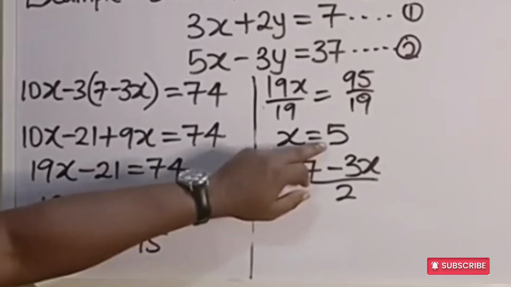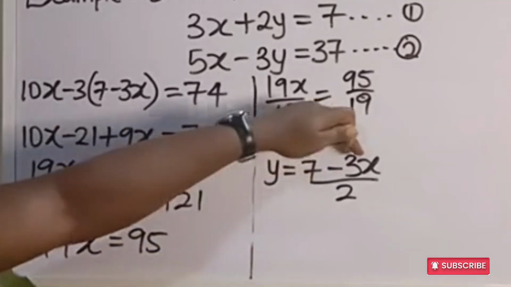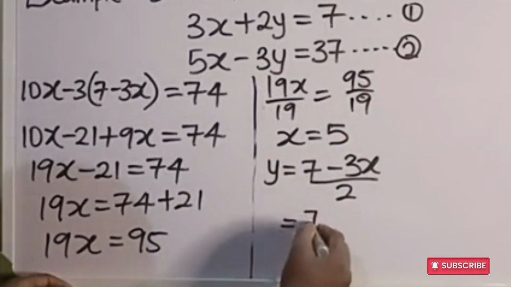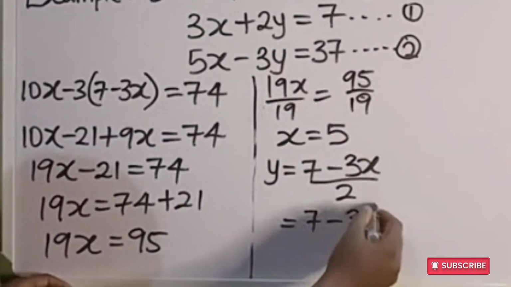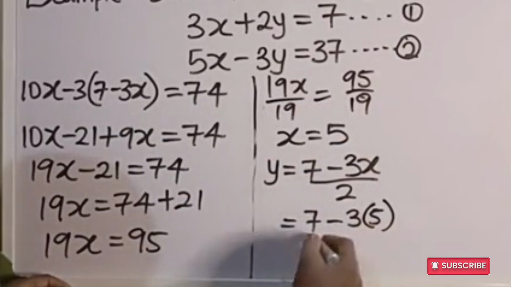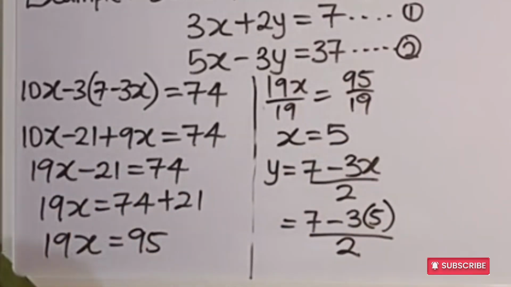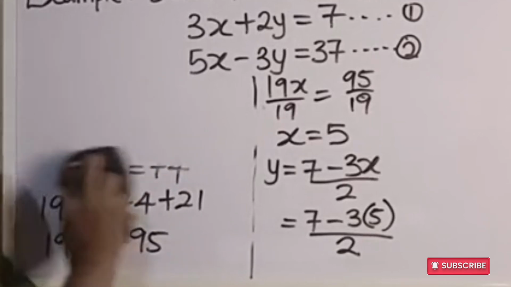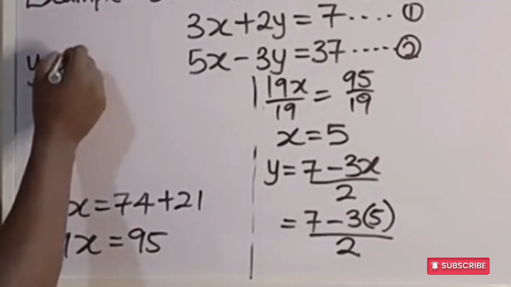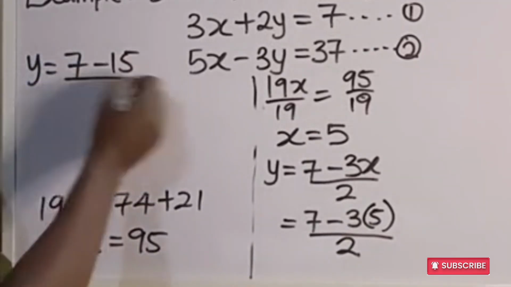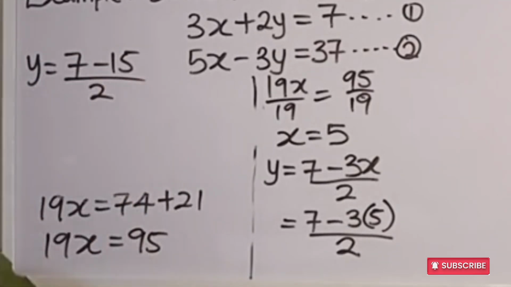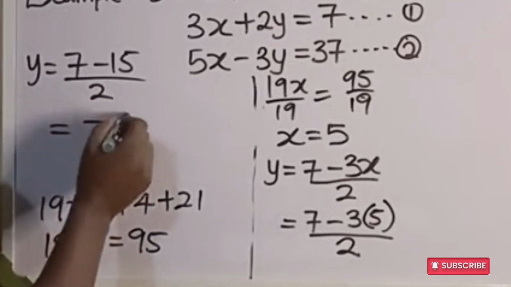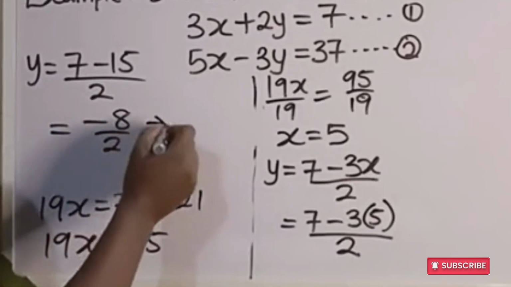Y is equal to 7 minus 3x all over 2. So now we know the value of x to be equal to 5. So where we have x here, we can replace it with 5. So this gives us 7 minus 3 bracket 5 all over 2. Y is equal to 7 minus 15 all over 2. 3 multiplied by 5 gives us 15. So we have minus 8 all over 2, which gives us minus 4.